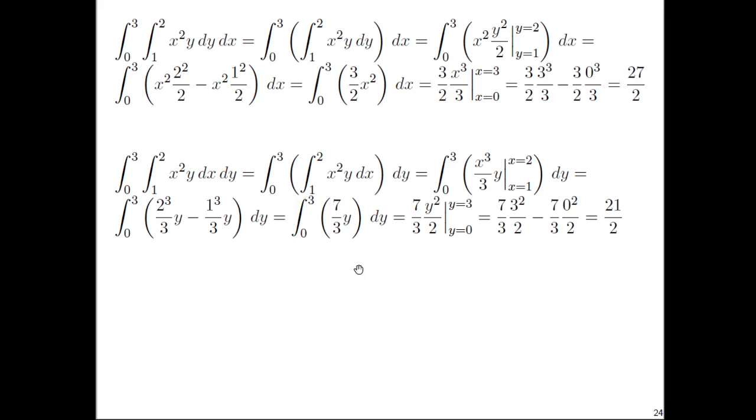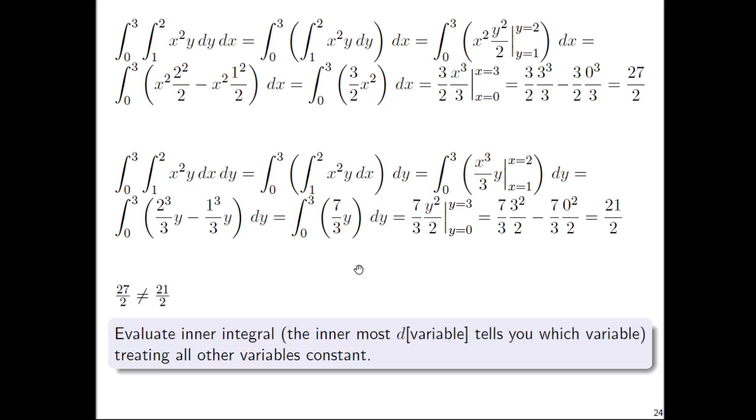So notice 27 over 2 versus 21 over 2. The numbers aren't that different, but they are technically different. So these two integrals will be different. Swapping dx dy versus dy dx is going to matter. Basically, what you should do in these is evaluate the inner integral first. The innermost d-whatever variable tells you what the variable is, and treat all of the other variables you see as constant.